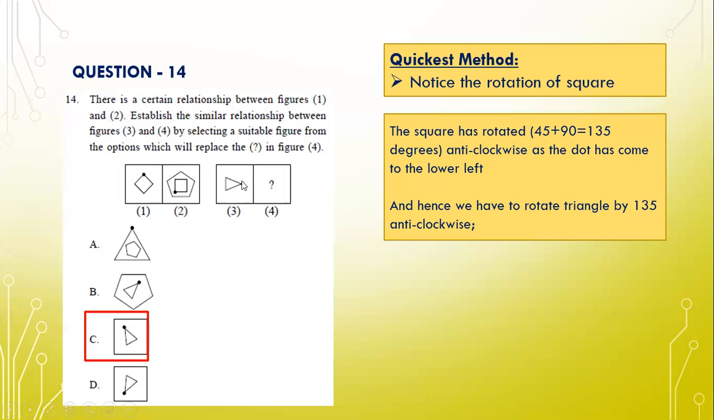When you rotate 90 degrees anti-clockwise, this dot will go to the top. When you rotate 45 degrees anti-clockwise even further, it will go from top to somewhere here, isn't it? Somewhere here is this option. So option C is the correct option.